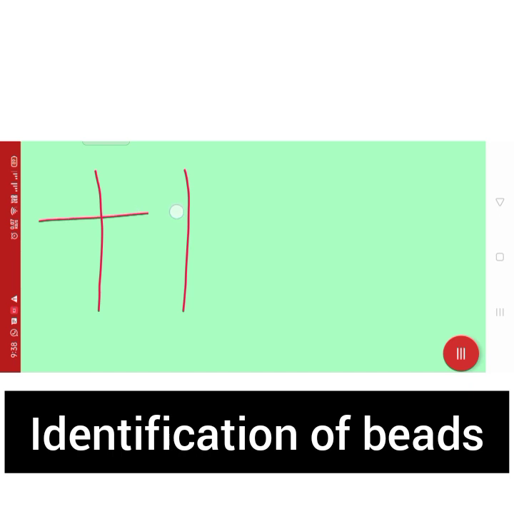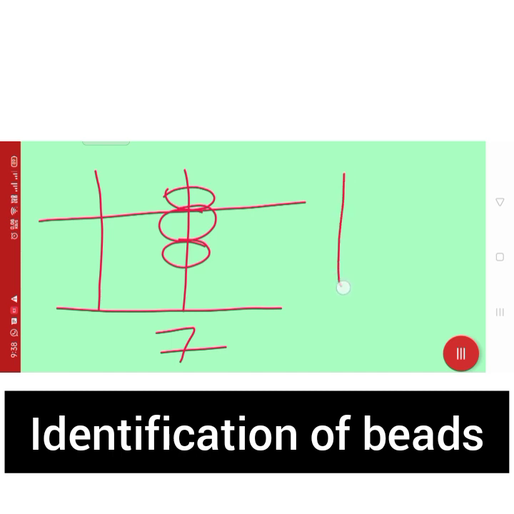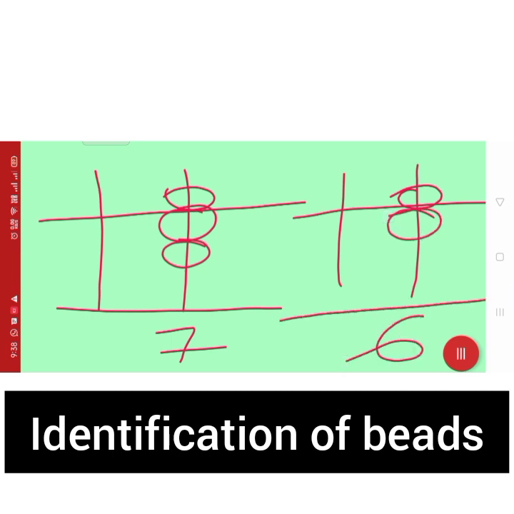Tell me this one. 5, 6, 7. So I have drawn 7 beads, right? Now tell me this one. I have drawn 6, right? 6 beads, 6. Okay? Next.